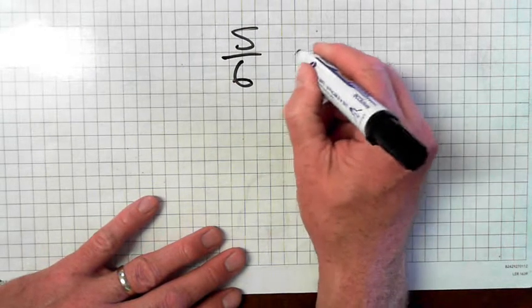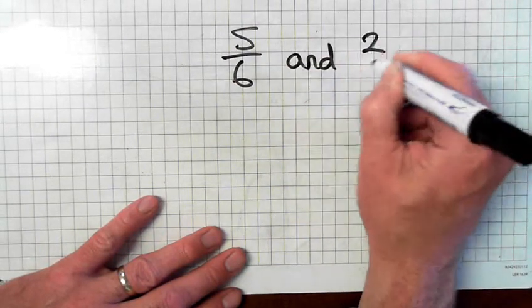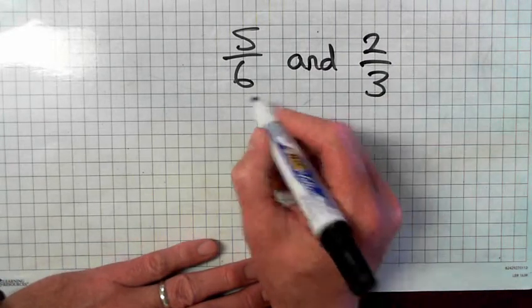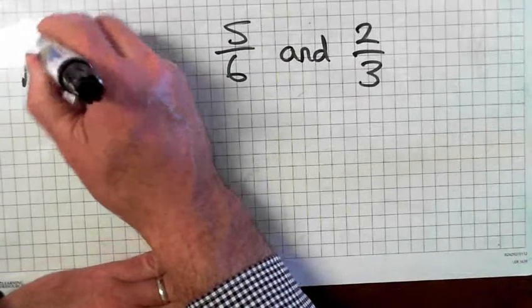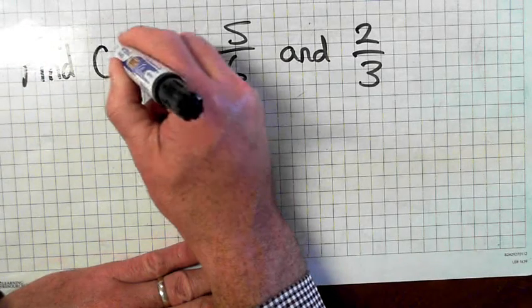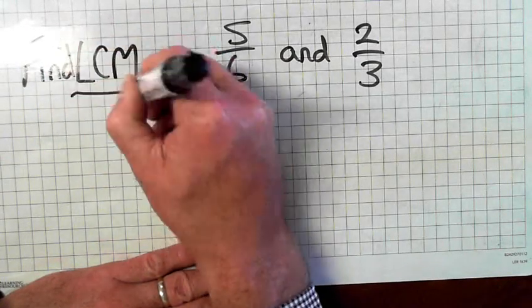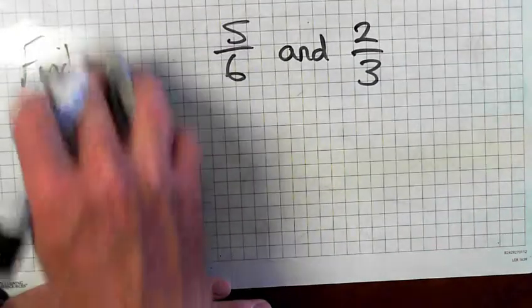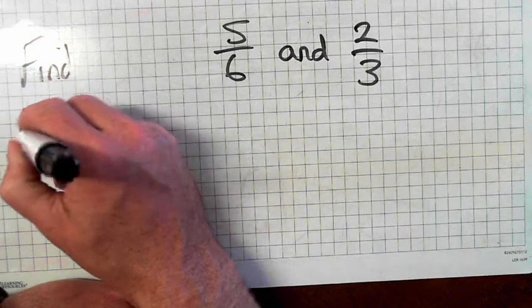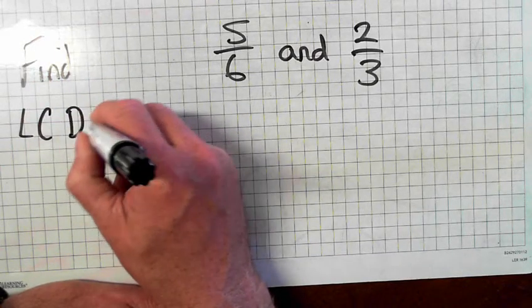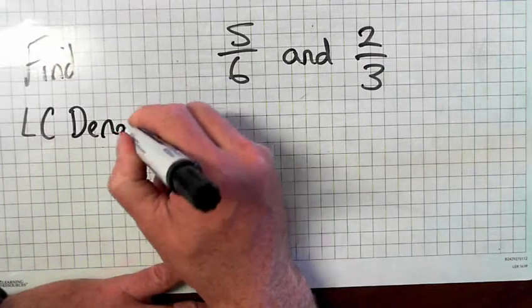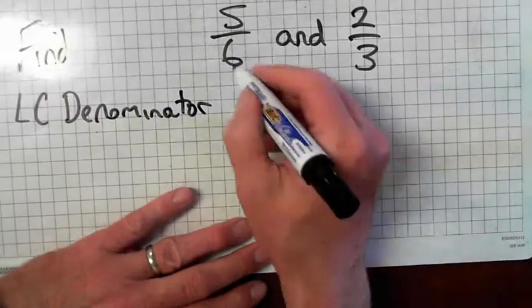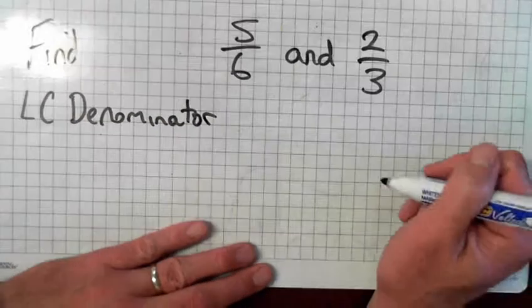5 over 6 and 2 over 3. Find the lowest common denominator of each pair of fractions. Find the LCM, the lowest common multiple of 6 and 3, or find the lowest common denominator. So basically, what does 6 and 3 divide into?